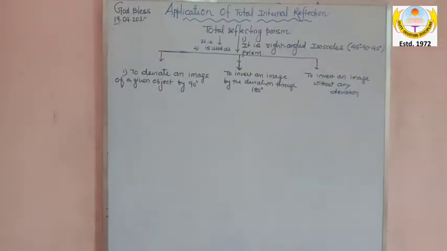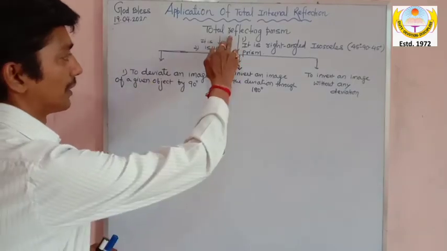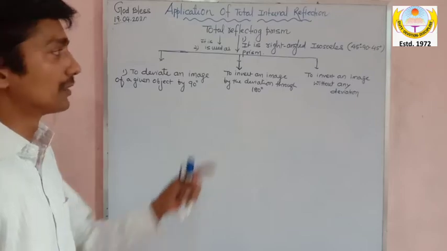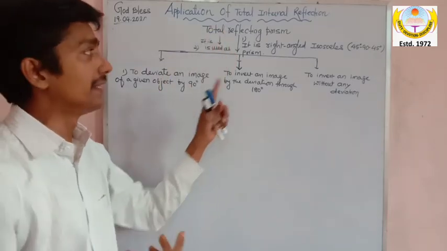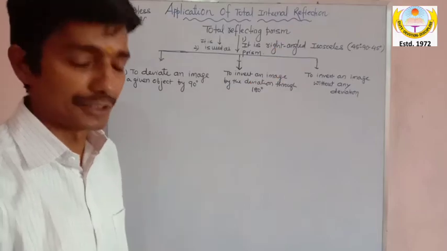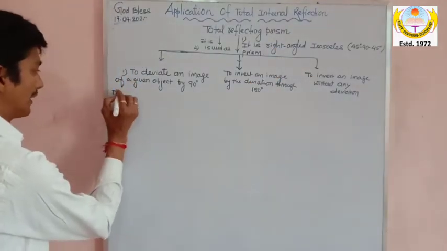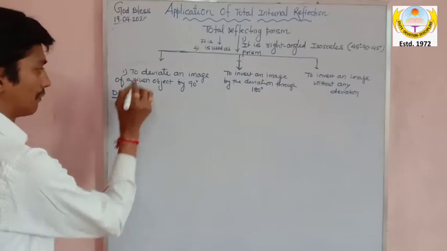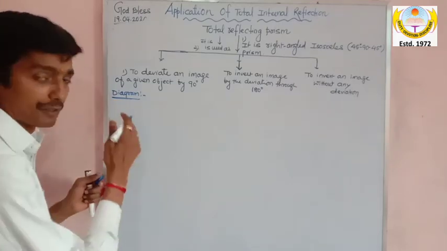Now my dear, let's start with the first use, that is to deviate. How does the total reflecting prism deviate an image of a given object by 90 degrees using TIR, total internal reflection? Look at this diagram. You are supposed to know the diagram and a little bit about the writing part of every topic, because the exam will definitely ask this kind of question.